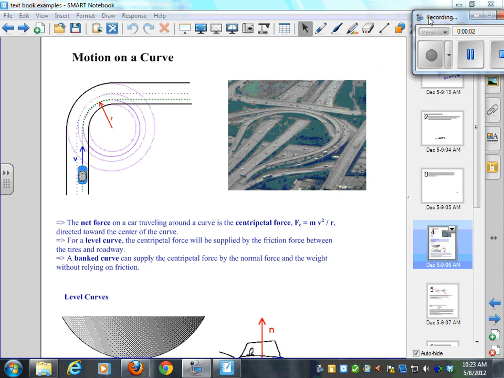Alrighty, so here we are, motion on a curve. Now a curve on a road is simply a portion of a circle, right? So it can be considered a type of uniform circular motion.